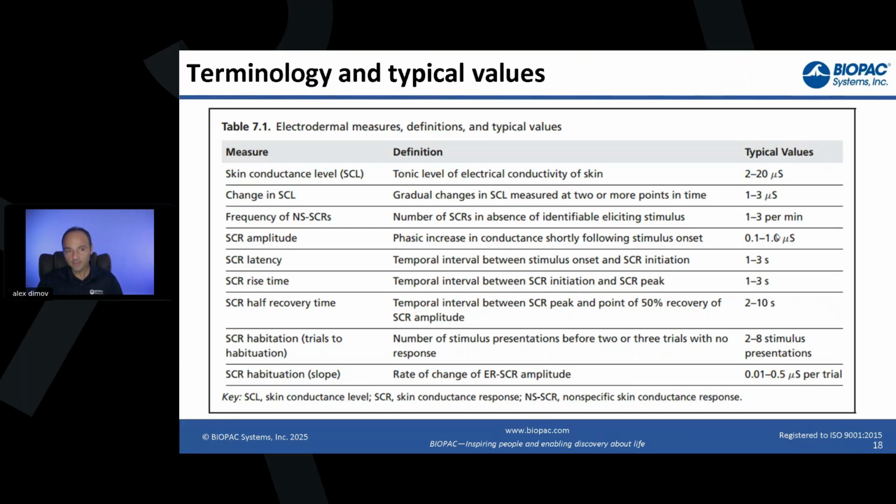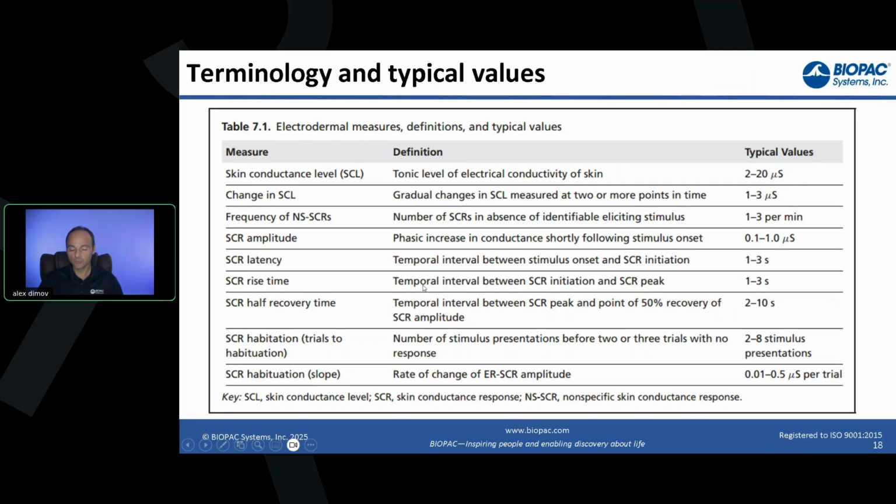Before we do any of that, let's have a quick view of some of the terminology and expected values for skin conductance data, because without that, you don't know what you're looking for. So first of all, the skin conductance level has a certain physiological range that we expect, between 2 and 20 microsiemens. If we are beyond that range, we know something's not right. And we also expect certain amplitudes of skin conductance responses, characteristics for latency and rise time.